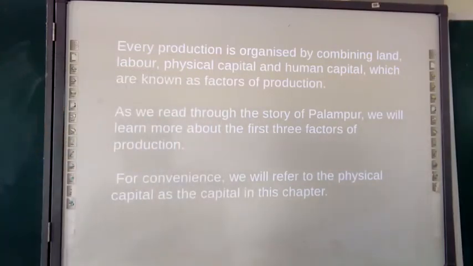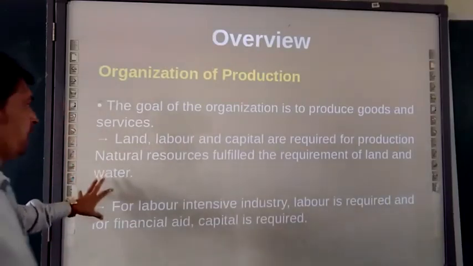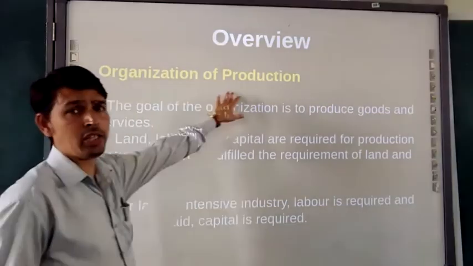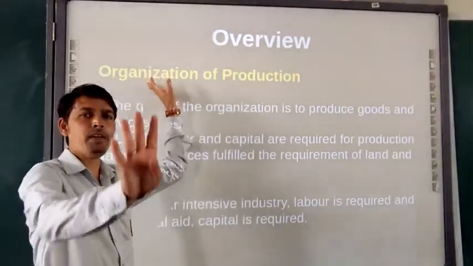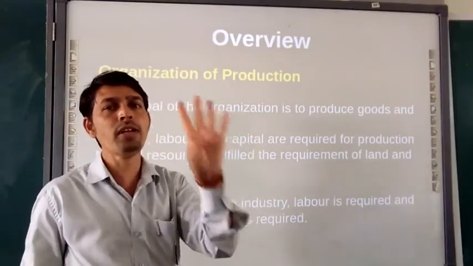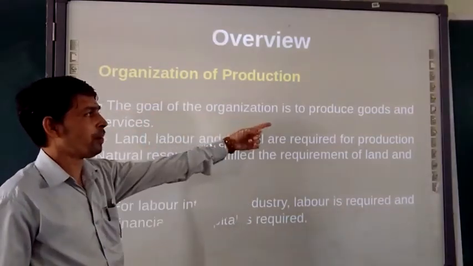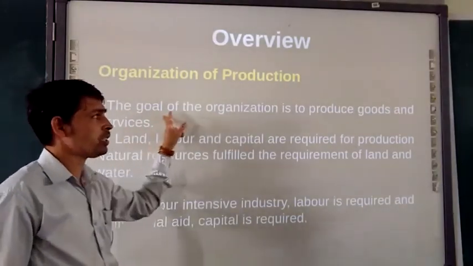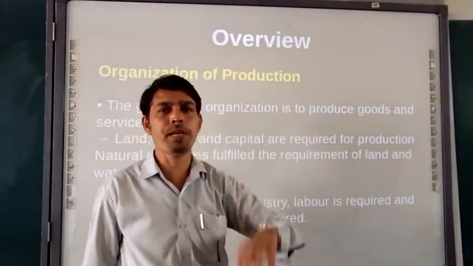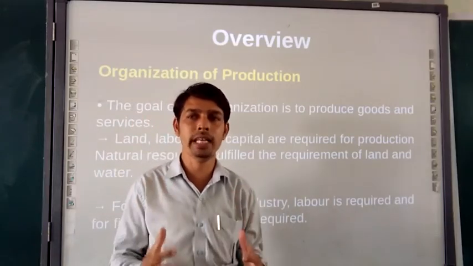Next, overview of this particular segment of learning. The organization of production: how the production is going to be organized by the four factors, how the production is dependent on the four major factors. The goal of the production is to produce goods and services. What is the goal of the organization? This organization of production is aimed at producing any goods and services which we are in need of.